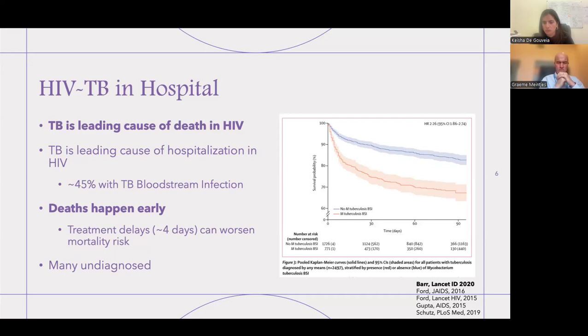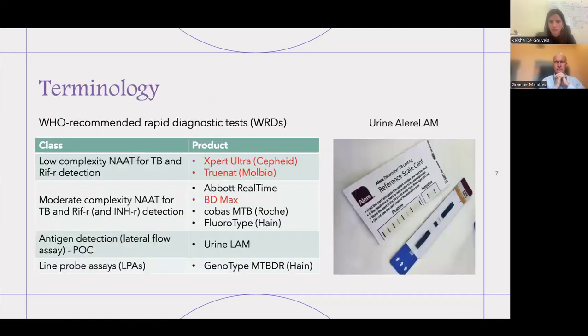What we currently rely on in this group is ultimately a sputum test and a urine LAM, which I'm going to go into a bit more detail. But persistently, with both of these tools available, many of these patients remain undiagnosed. So just to come back, now familiar with this table, I'm going to speak specifically about 3 examples of these nucleic acid tests: 2 of the low complexity ones, which you may all be familiar with, and then 1 of the moderate, just as examples.